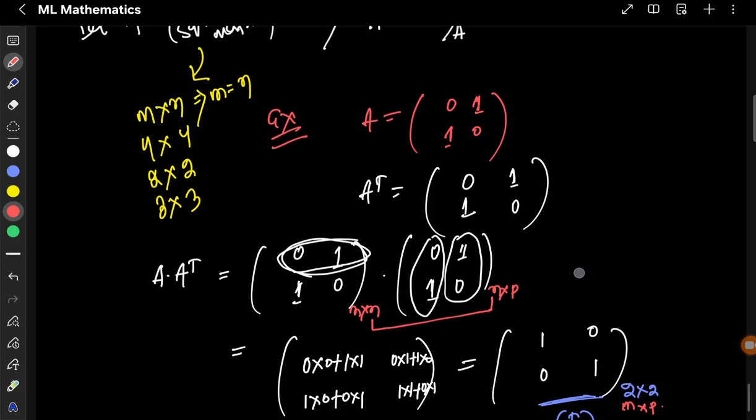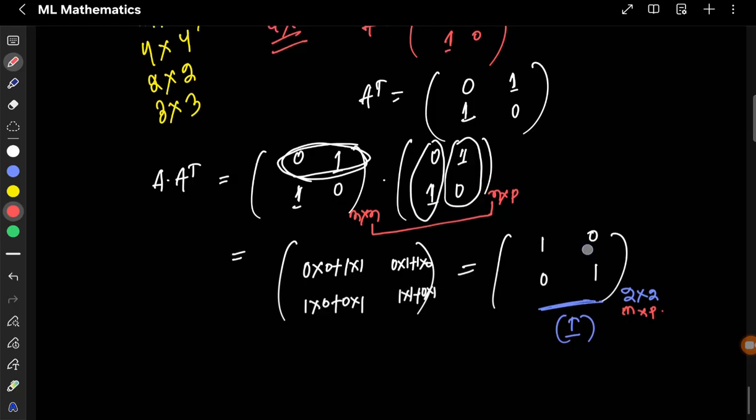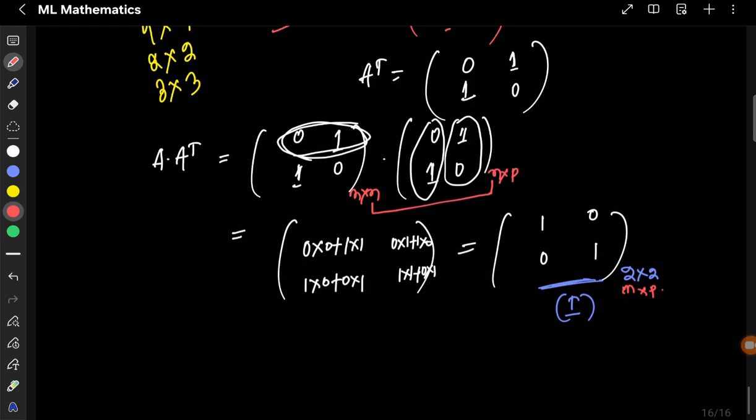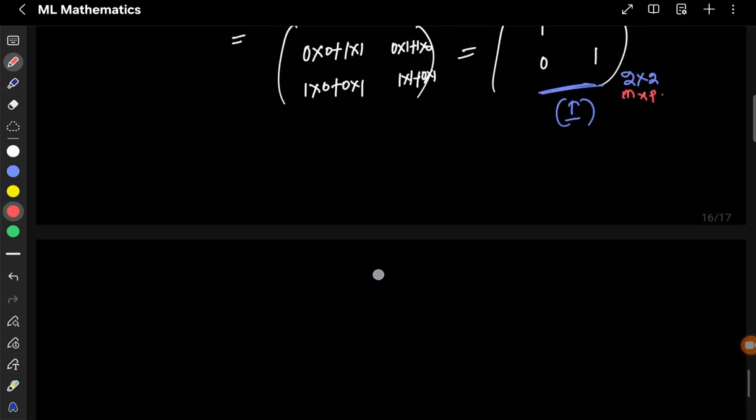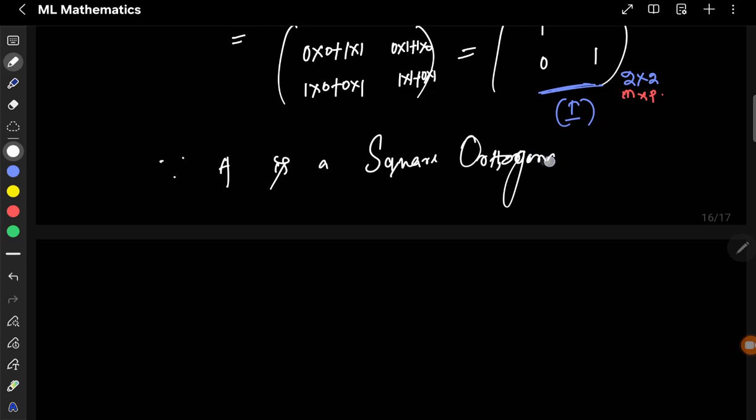Clear? So this is how orthogonal works. If your matrix is multiplied with the transpose of that same matrix, and it gives you an identity matrix, then we can call A a square orthogonal matrix. Now I don't want to write square, it's just like square, that's why I am writing it. Orthogonal matrix. But the main thing is it is an orthogonal matrix.